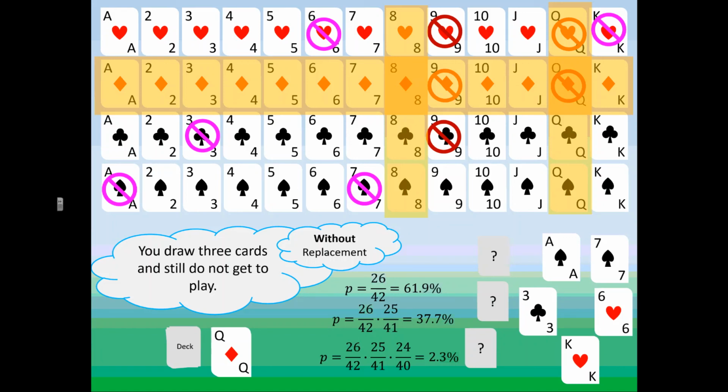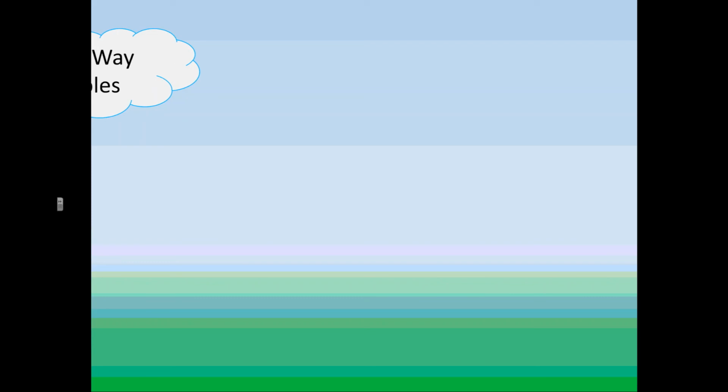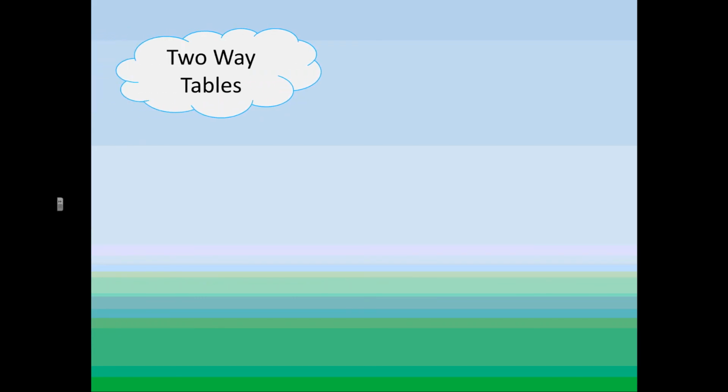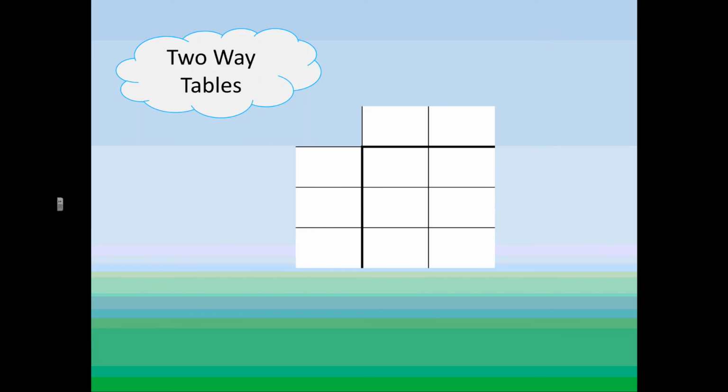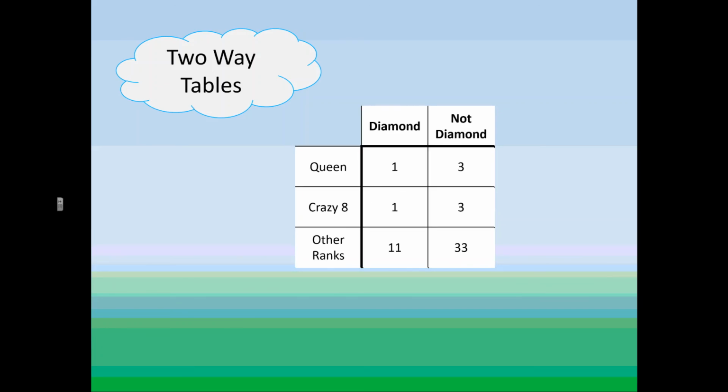This becomes very complicated. So, in order to make probabilities less complicated, two-way tables were invented. In these two-way tables, we fill in exactly what we want. We want diamonds, we want queens, and we want Crazy Eights. We then have to talk about what happens if we don't get a diamond, or we get one of the other ranks that are useless to us, but possibly helpful if it's a diamond. These two-way tables will then assist us in actually calculating out the probabilities.